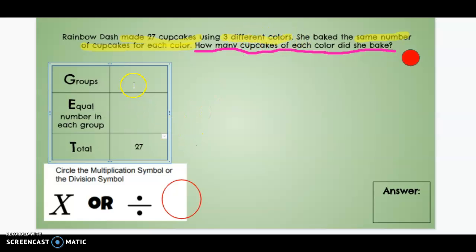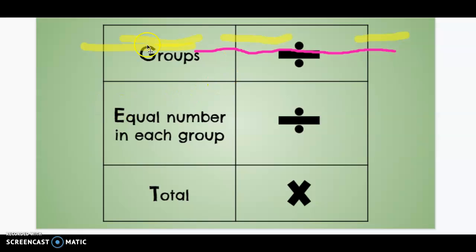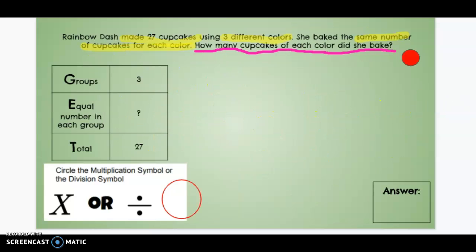So are my 3 different colors going to be my groups or my equal number in each group? Your 3 different colors are going to be your groups. So that means that you're looking for your equal number in each group. And when we're looking for the equal number in each group, what operation are we doing? We are dividing. I'm going to move my circle over. What are we going to be dividing?